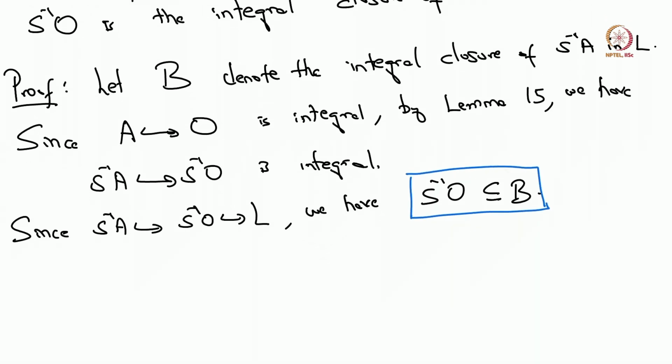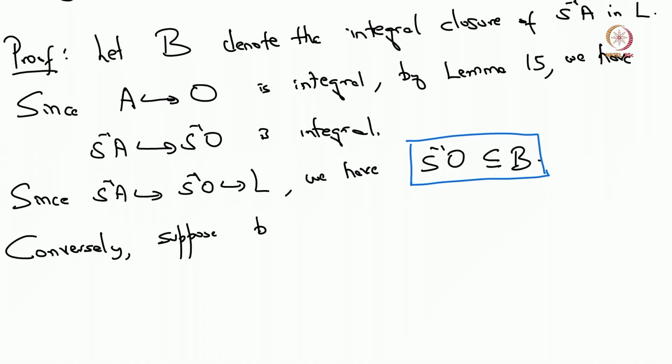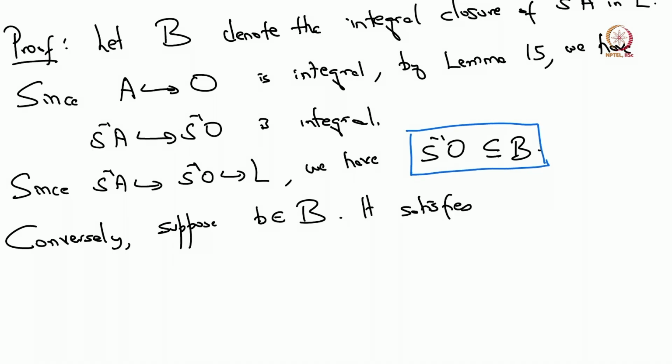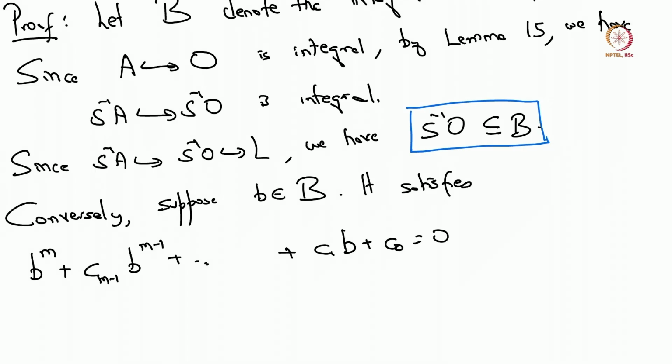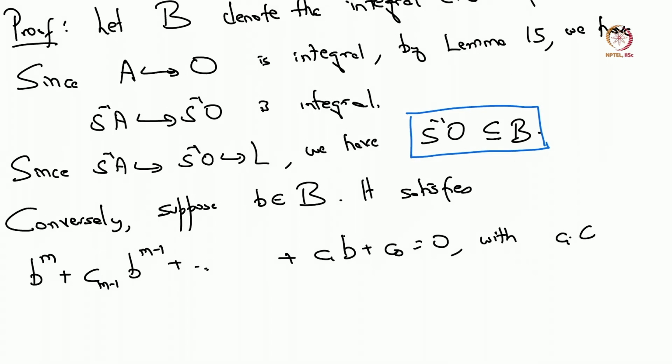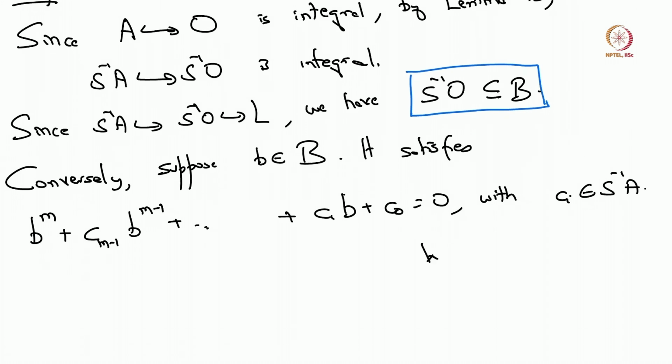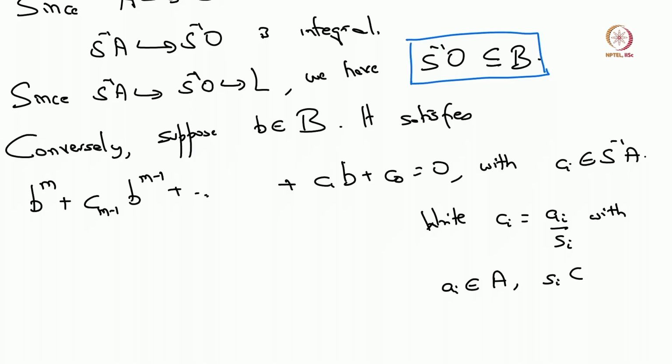Okay. Now let's try to prove the reverse inclusion. So conversely, suppose you take an element little b in B, and suppose it satisfies a monic equation of the following form: b to the m plus C_{m-1} b to the m minus 1, so on, C1 b plus C0 equals 0, where B is the integral closure of S inverse A, so all these coefficients Ci should belong to the localization S inverse A, and so we can write the Ci as a fraction Ai over Si, with the numerator belonging to A and the denominator belonging to S.